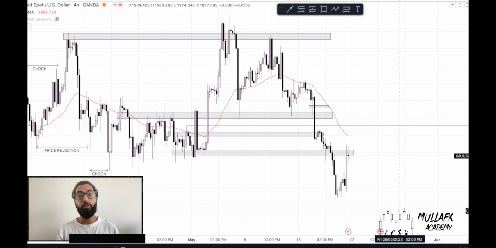Okay, this for me is a messy chart. I don't like my charts looking like this, so we're going to clean it up today. We're going to analyze it and we're going to break it down, and we're going to really understand how the market is and where we think it's heading towards.